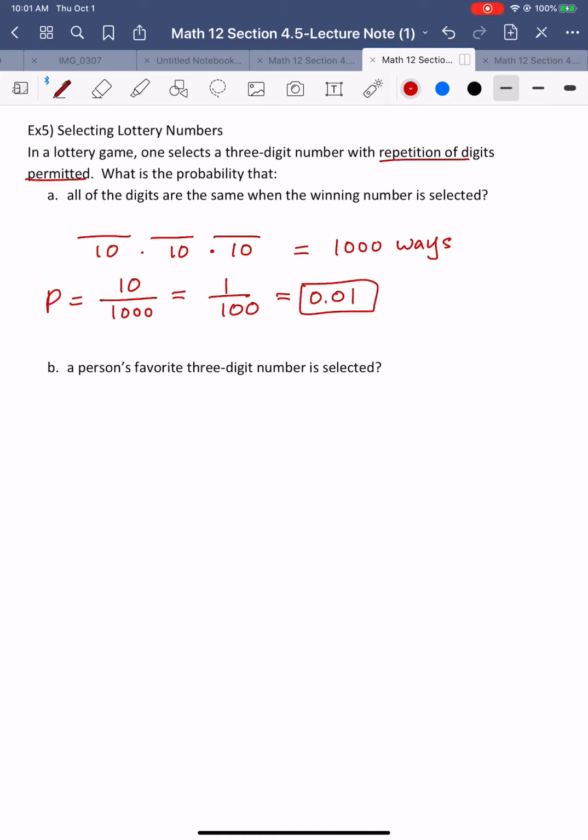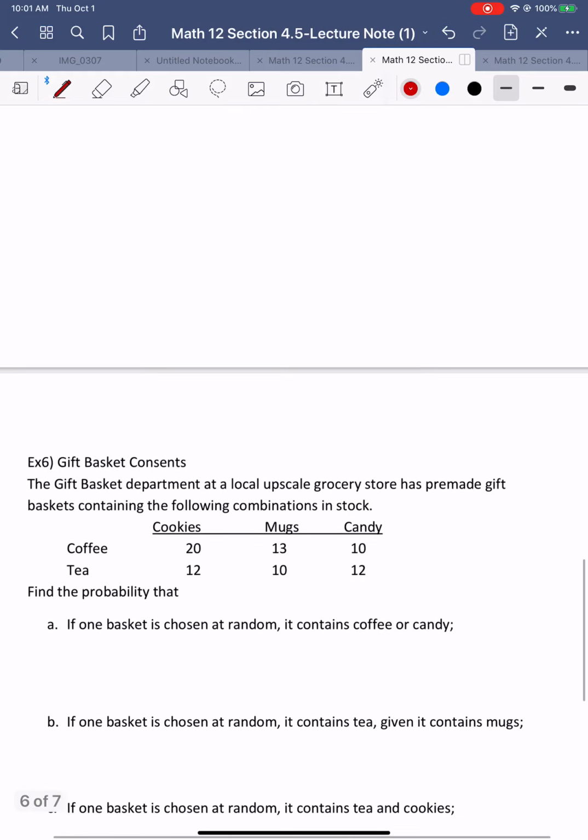Alright, a person's favorite three-digit number is selected, okay? But a person's favorite number could be a unique number, right? So there's only one way, right? So it will be 1 out of 1,000, which is 0.001. That's the probability, okay? Alright, let's go to the next page.